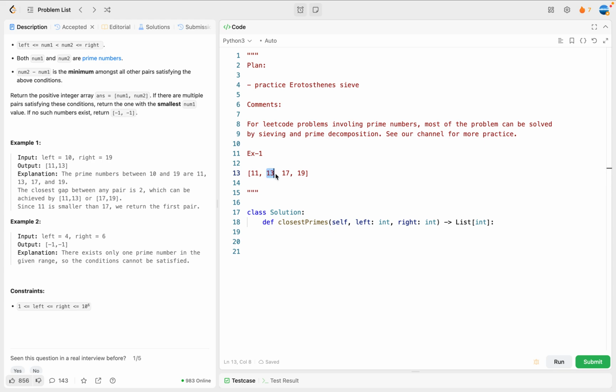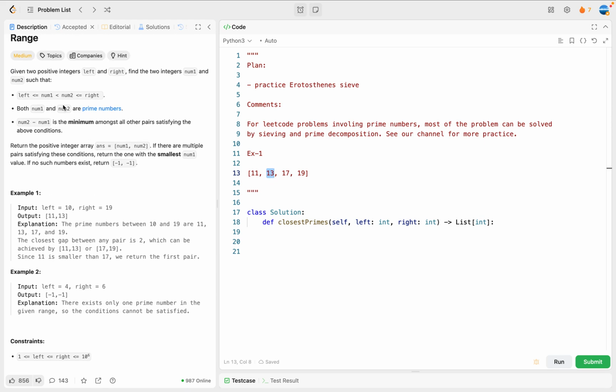With that said, we just need to find a way to effectively find the prime numbers in between the bound, and then we do a linear scan to get the minimum gap. Now let me first handle an edge case. The edge case is if right is less than 3. Even between 0 and 3, you have just one prime number, that is 2. Therefore, in this case, you should return -1, -1.